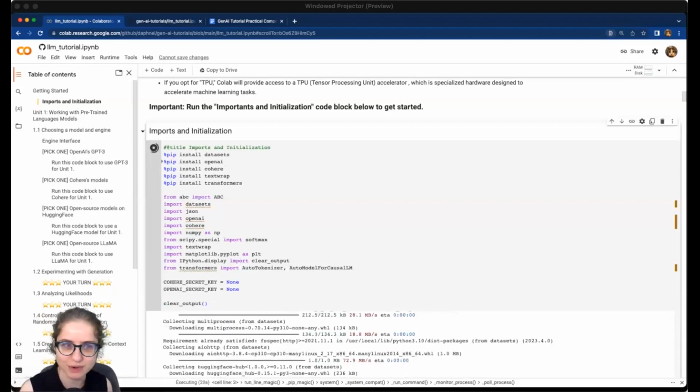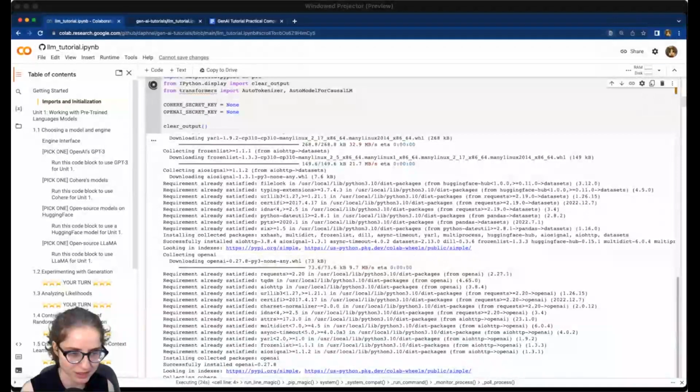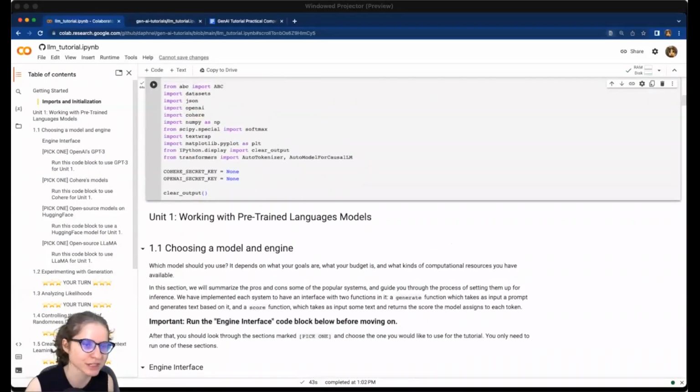And as this is running, you can see the outputs below, so you can see exactly what's happening. Right now, I'm just installing all of the things that you need for this Colab. Okay, so that's important thing number one to run.